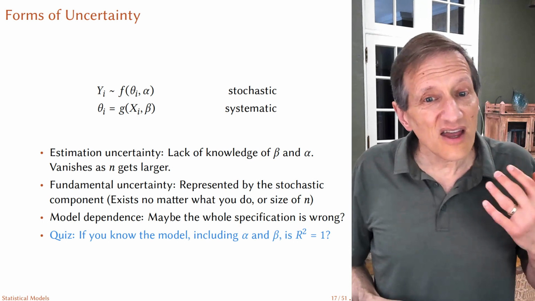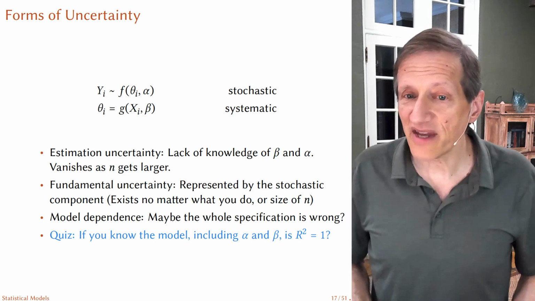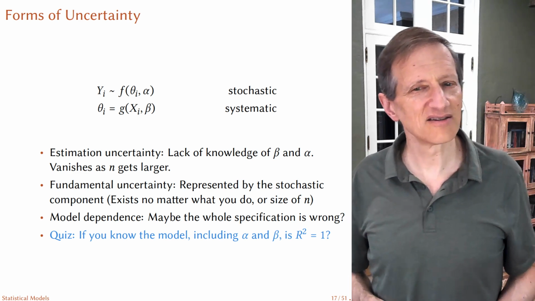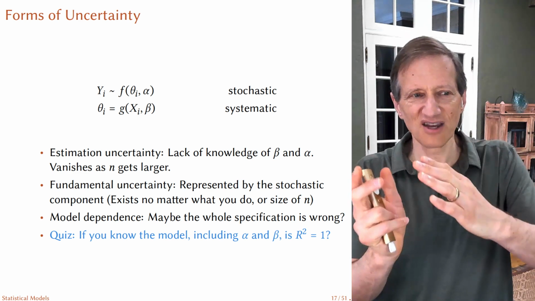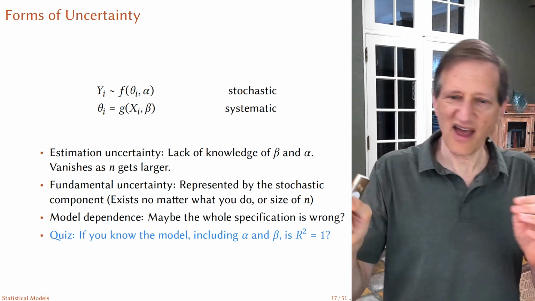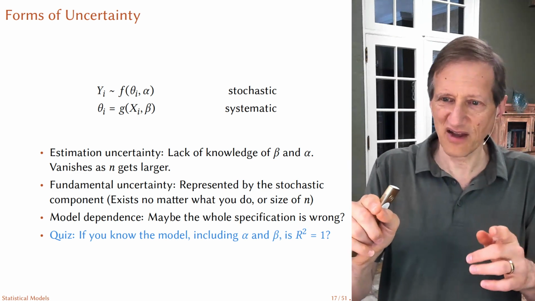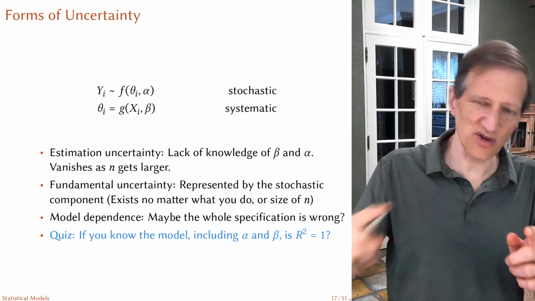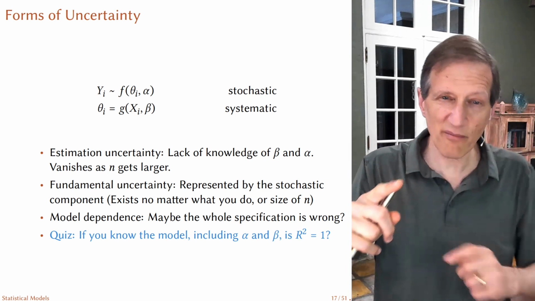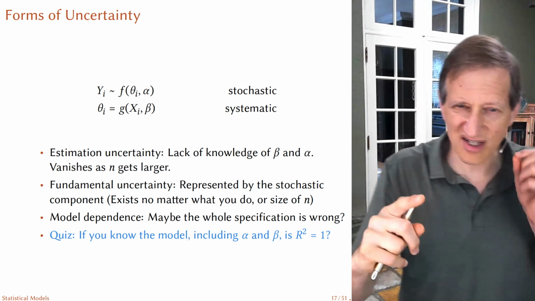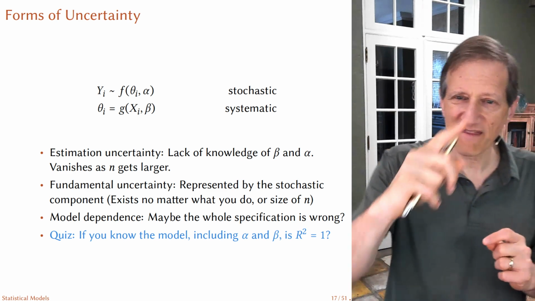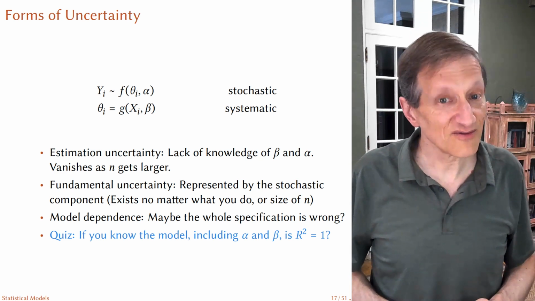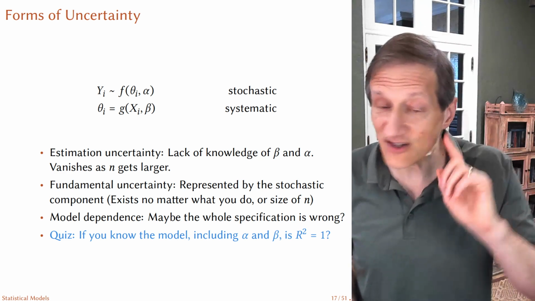So if you know the model and you know alpha and beta, is r squared always going to be 1, okay? Is the fit of the dots to the regression, right? So we have x and we have y, and we have a bunch of dots, and we have a line. If you know the model, the data generation process exactly, is r squared 1? Do all the dots fall exactly on the line? What do you think? Okay, the answer is no.